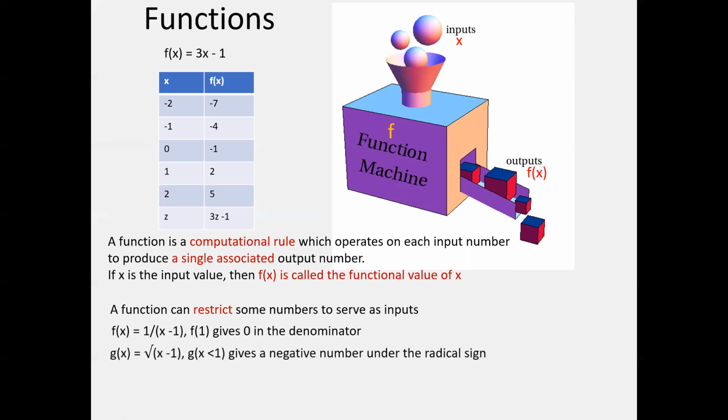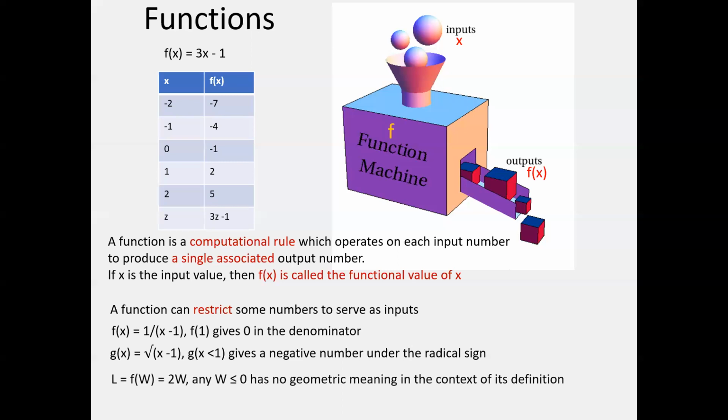Here's another function, g of x, the square root of x minus 1. Notice that g of any number less than 1 would give us a negative number under the radical sign. If you put in, for example, a half, you get negative a half. Well, that will give us an imaginary number. Imaginary numbers are fine, but they're not fine for us. We're not working with imaginary numbers in our course. So we would restrict that function to all numbers greater than or equal to 1. And those numbers less than 1 would not be valid inputs for this function.